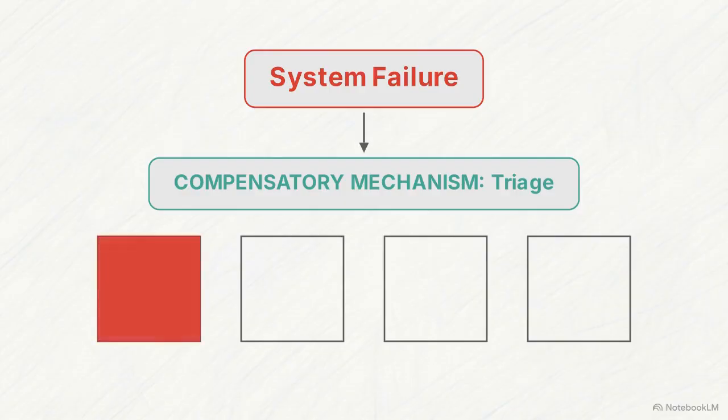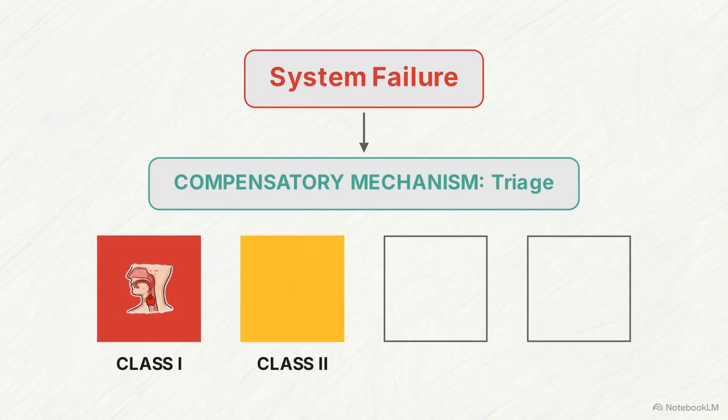The red tag is for emergent, Class 1 patients. These individuals have an immediate threat to life, such as a severe airway obstruction or massive shock. They require instant life-saving intervention to survive. The yellow tag covers urgent, Class 2 patients. They have major injuries, like open fractures or large wounds, but they are currently stable. You can safely delay their treatment for 30 minutes to 2 hours.